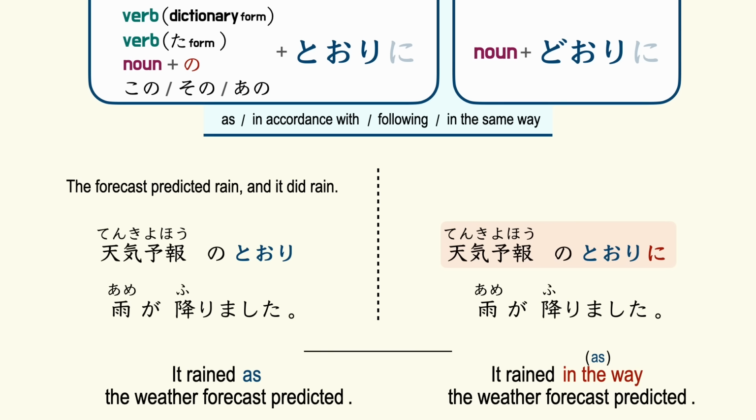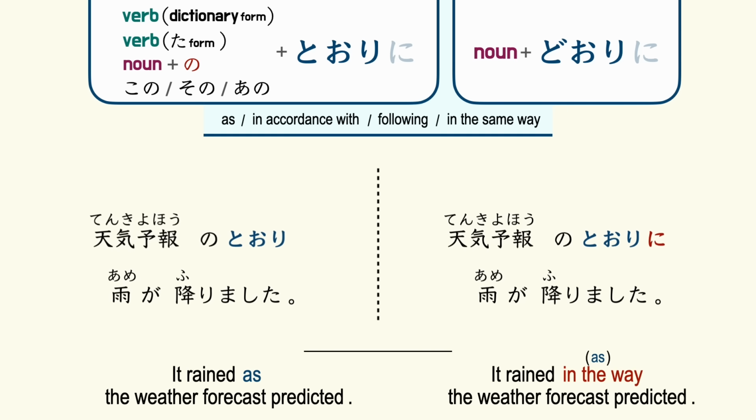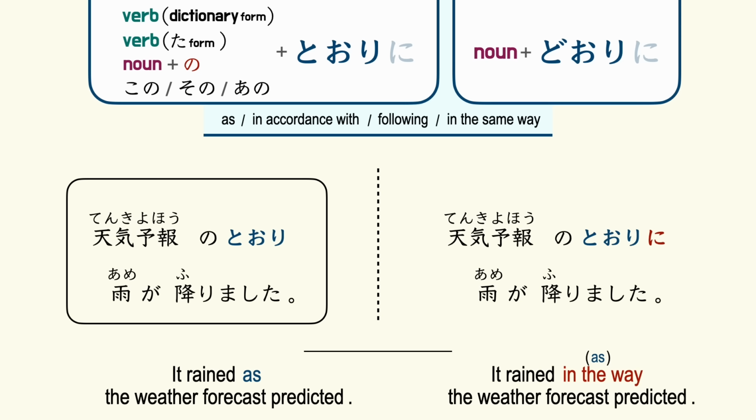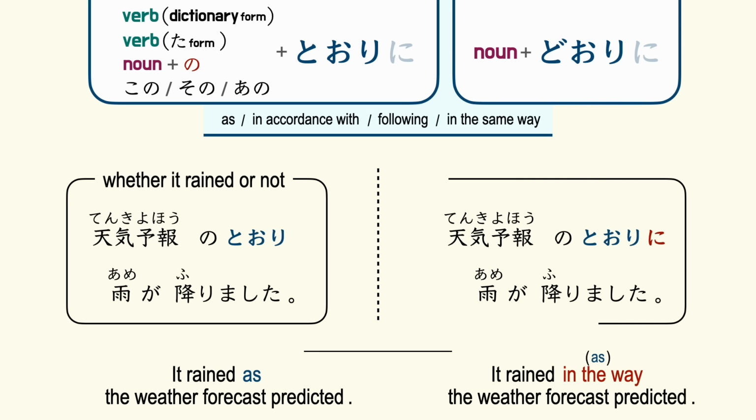通りに explains how the action was performed. Like when the forecast said it would drizzle, and it did drizzle. Or when it said it would rain only in the morning, and it did rain only in the morning. Or when it said it would rain only in Tokyo, and it did rain only in Tokyo. In those situations, 天気予報の通りに雨が降りました sounds very natural. So this one just focuses on whether it rained or not. But this one focuses on how it rained.